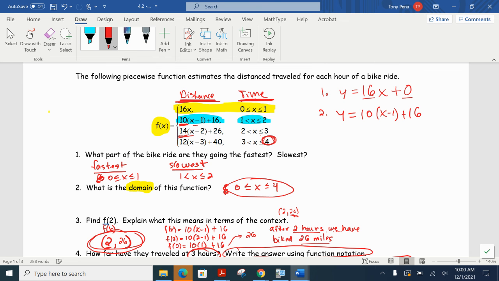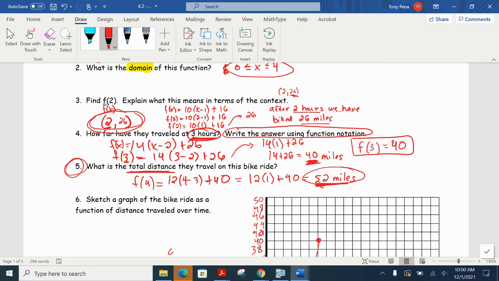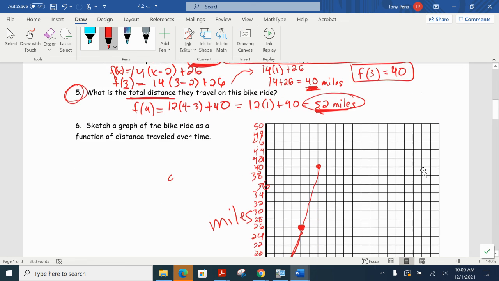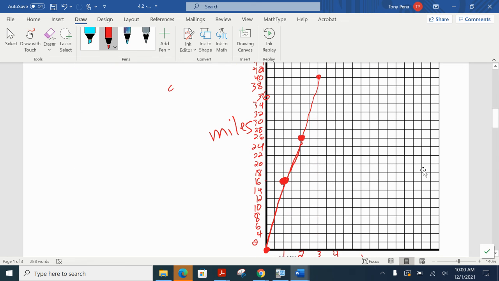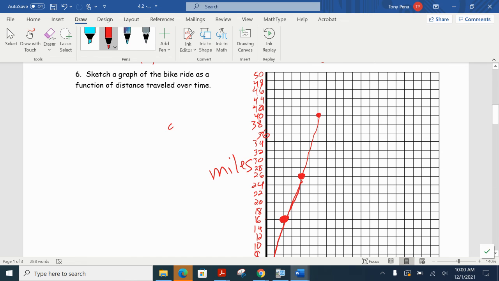After 4 hours, didn't we ride 52 miles? So if we just plot the point (4, 52). So here's 4. Now you're going to have to add a little bit to the 50 because it would be right about here. Connect those, and then that would be our graph. All right. And then we stop at 4 because that's when the bike ride ended.